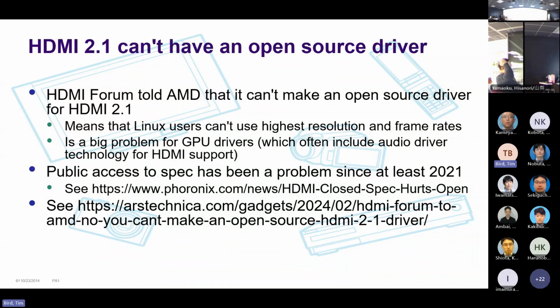It's a big problem for GPU drivers. A lot of GPU drivers often include the audio driver or the video driver for HDMI support. So GPU vendors, in particular AMD, can't write an open source driver for their own hardware, which is annoying. This has actually been an ongoing problem for a long time, but it was just reported on recently.